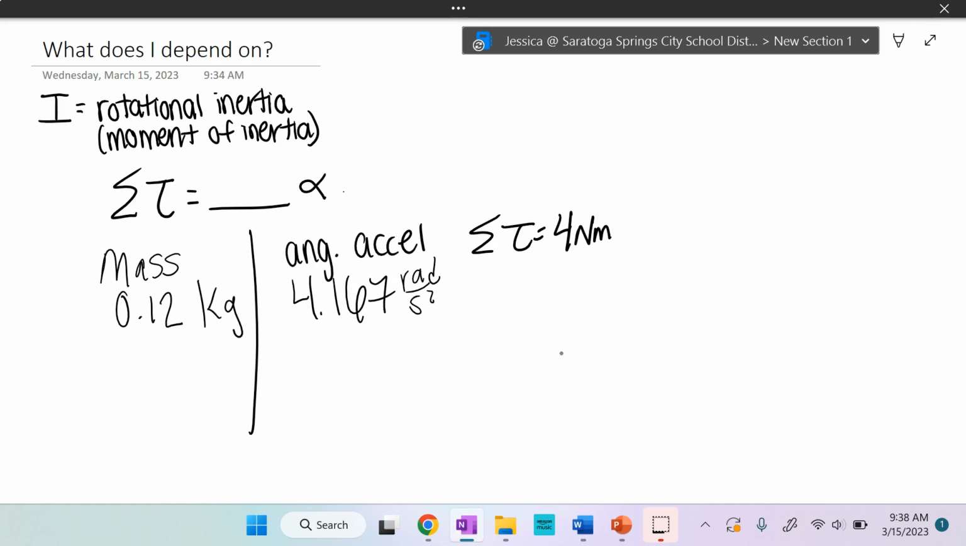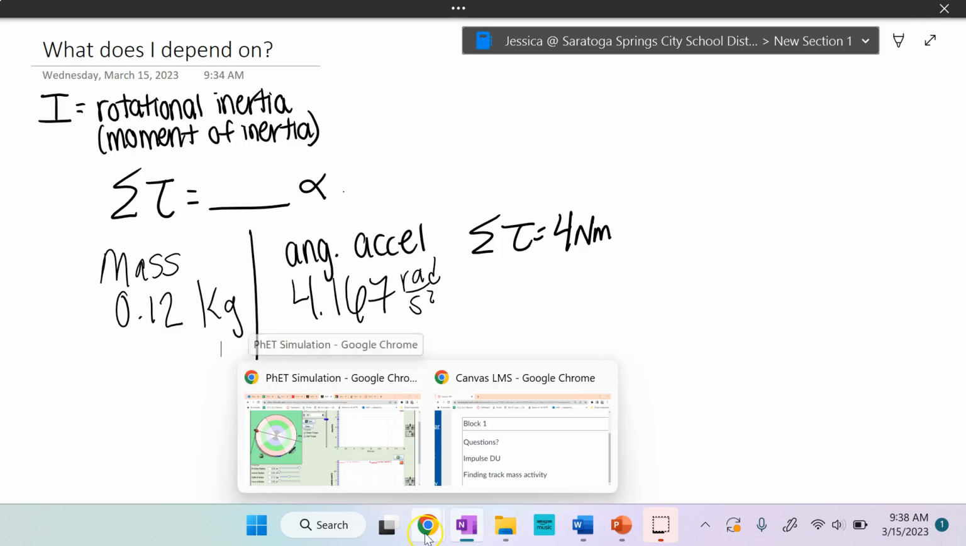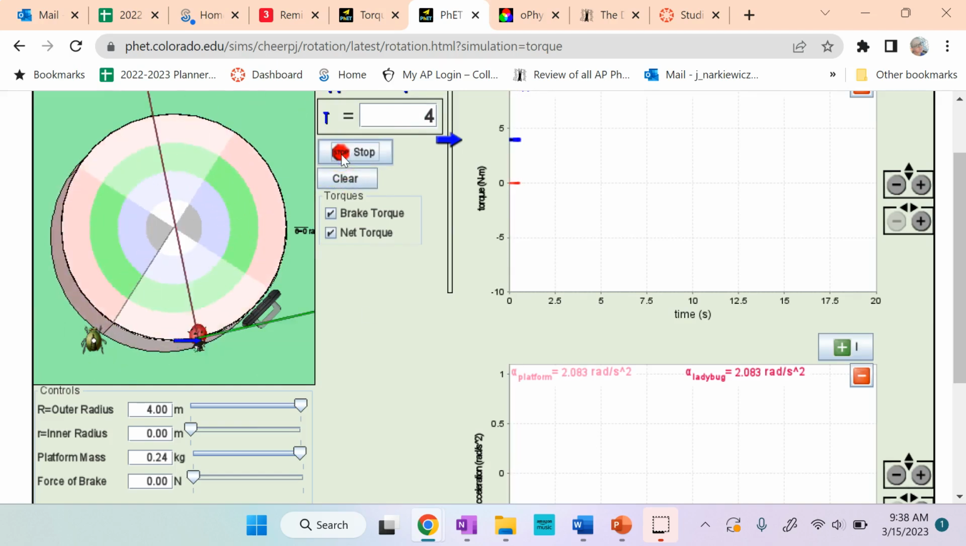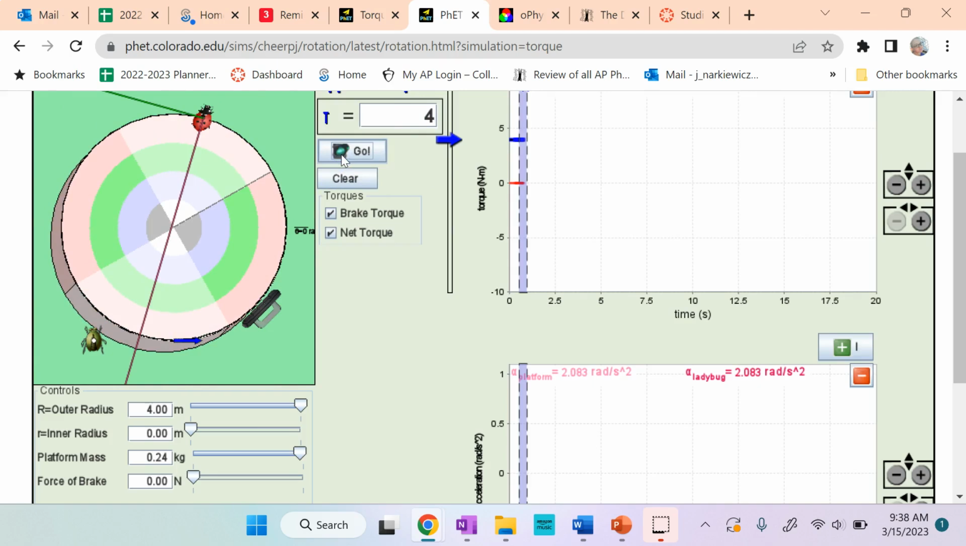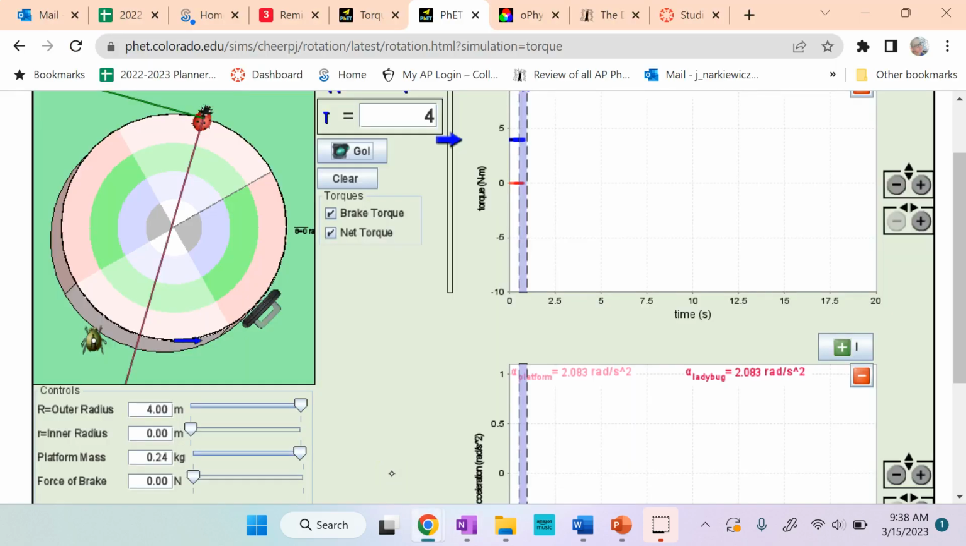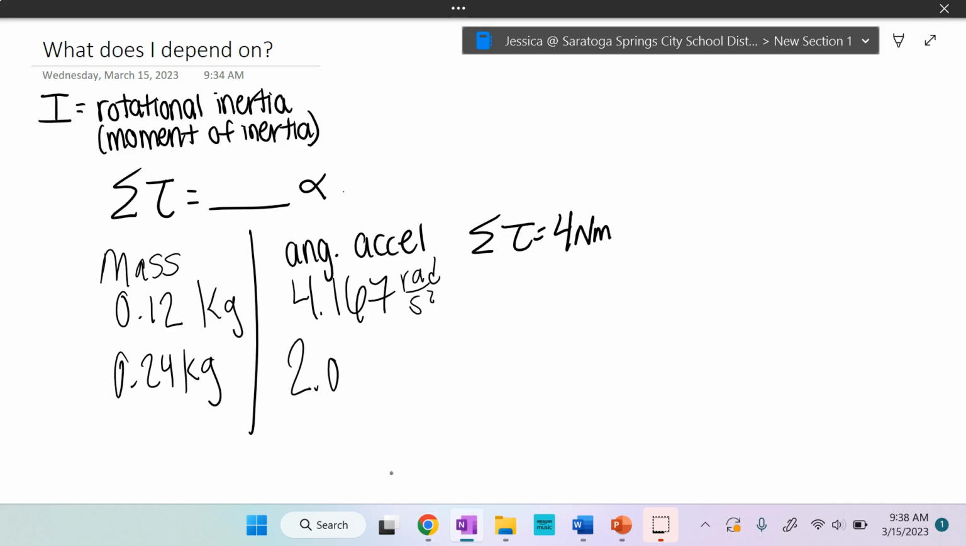Mass is in kilograms. And then remember, when we're trying to figure out the relationship between some things, it's good to double, half, triple, etc. So first I'm going to double. So I'll change this mass to 0.24, right? And I'm going to make sure this is still at a torque of 4. When I hit go, all right, now I am getting an angular acceleration. So I got 0.24, I got an angular acceleration of 2.083.